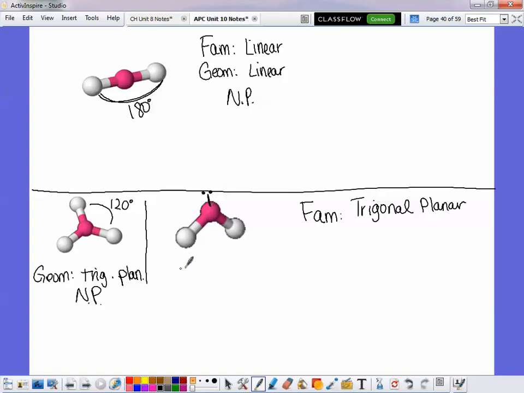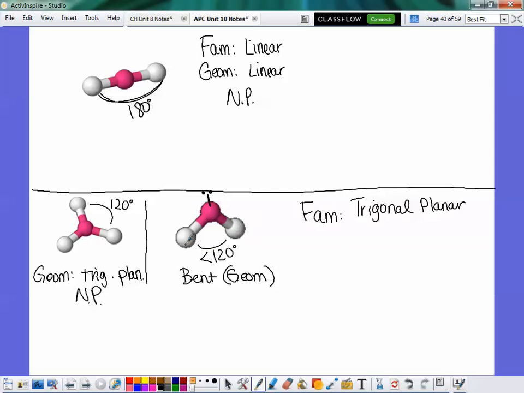This one is called bent, has a bent geometry. The bond angle here is a little less than 120 degrees because that lone pair actually takes up a lot of space, that it squishes these atoms, these white ones, a little bit closer together, so that's why the bond angle decreases. And all of these will be polar because that lone pair makes it polar. And this is not one of the weird exceptions.